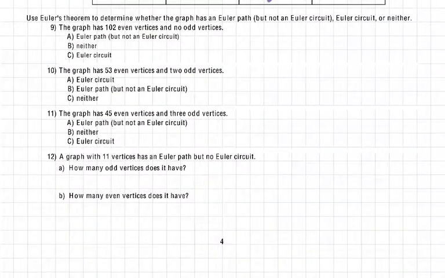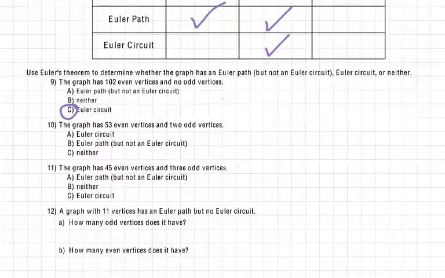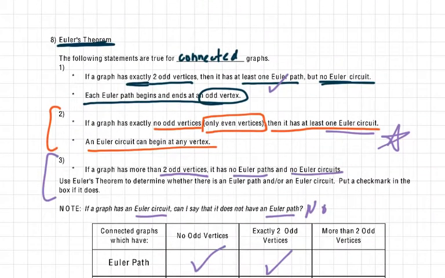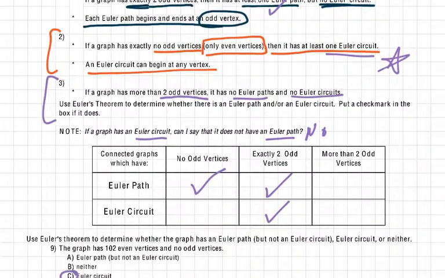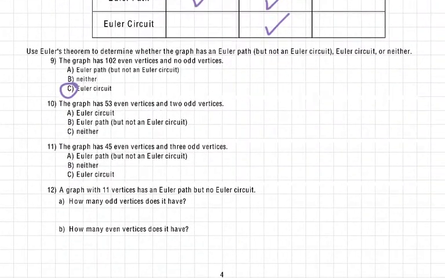Okay, so we're going to use Euler's theorem to determine whether the graph has an Euler path but not an Euler circuit, or neither. The graph has 102 even vertices and no odd vertices. That is an example of using the second part of Euler's theorem, which means it would have an Euler circuit. So that is C. Number 10: the graph has 53 even vertices and 2 odd vertices. That's based on part 1. It would have at least one Euler path, but no Euler circuit. So that would be B.